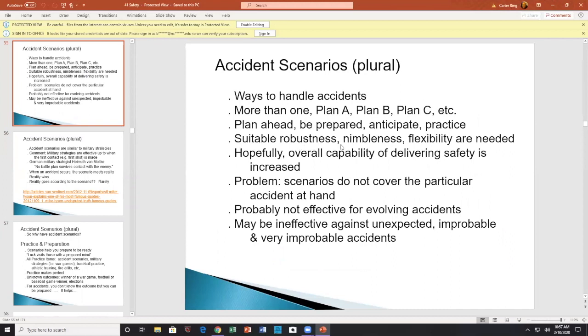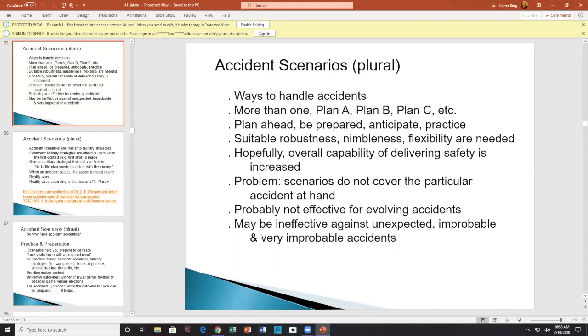Suitable robustness, nimbleness, flexibility are needed. Hopefully, overall capability of delivering safety is increased. Problem is, scenarios do not cover the particular accident in hand. Probably not effective for evolving accidents, and may be ineffective against unsuspected, improbable, or very improbable accidents.